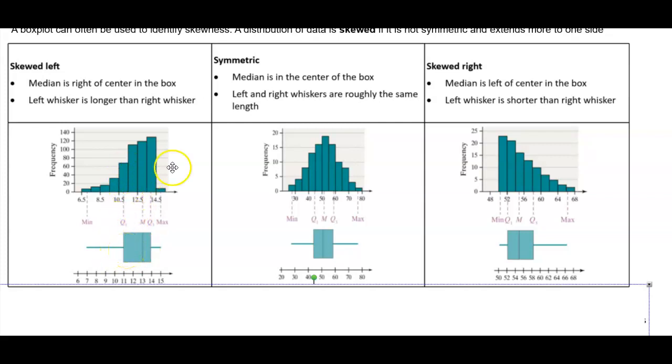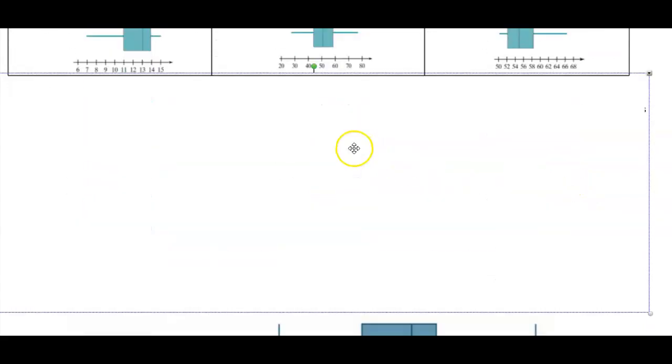Now for symmetric, the median is in the center of the box, and the left and right whiskers are roughly the same length. And you can see here that there's a symmetric distribution with your histogram. Now for skewed right, the median is left of center in the box here, and the left whisker is shorter than the right whisker. And again, you can see how it compares to the skewed right distribution of the histogram.